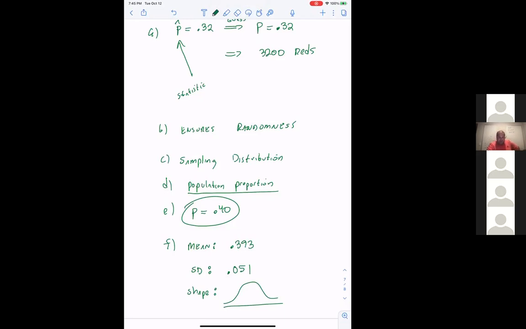And that comes from the actual data. If we just use pure theory, the mean should be 0.4, because the mean of p hat should match the mean of the original. How do I get the standard deviation by theory?